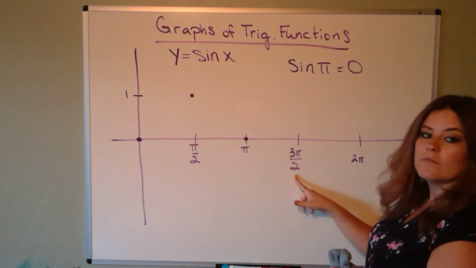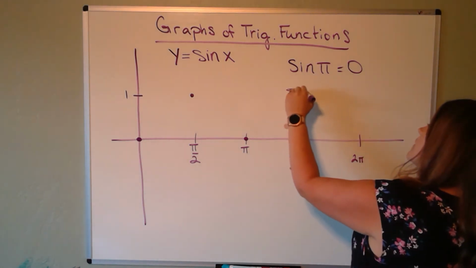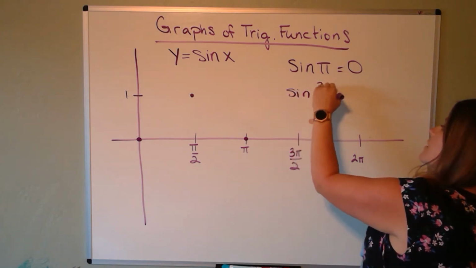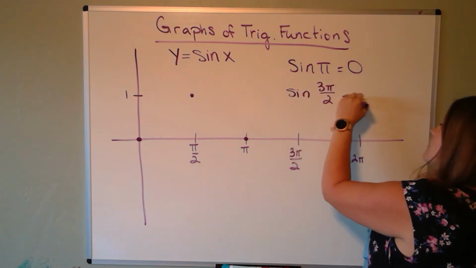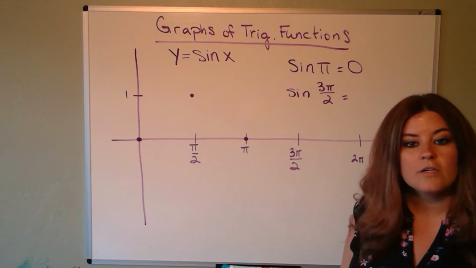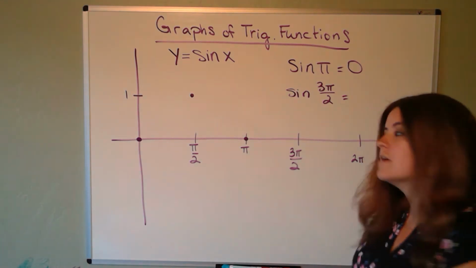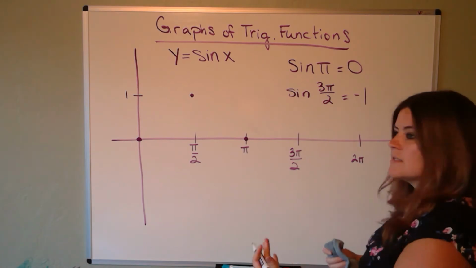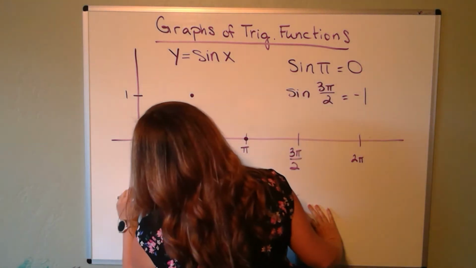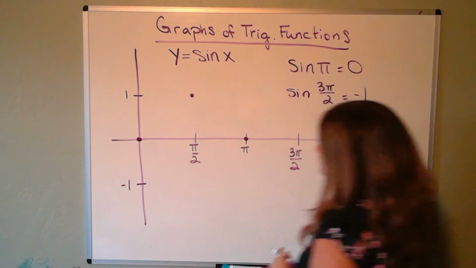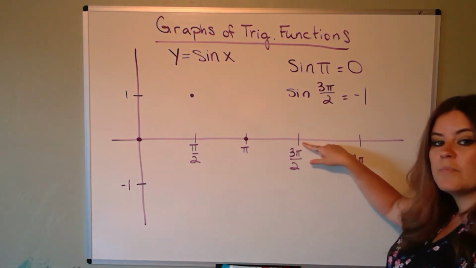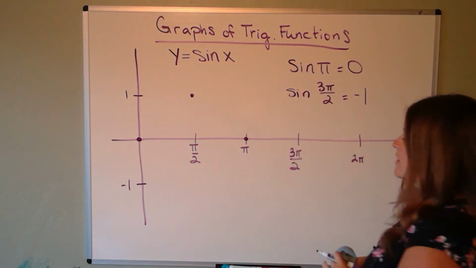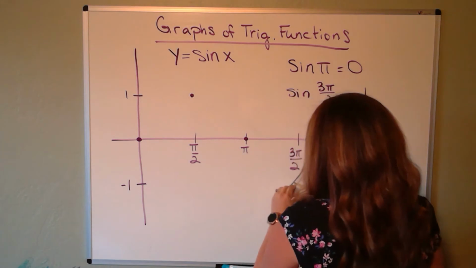All right, let's go to 3 pi over 2. You guys, 3 pi over 2 is 270 degrees. So straight down on your unit circle, what's the y value there? The y value there is -1. So that's a new one. I need to mark it on my y-axis. Remember, I put in 3 pi over 2 as x. My y value is down here at -1.